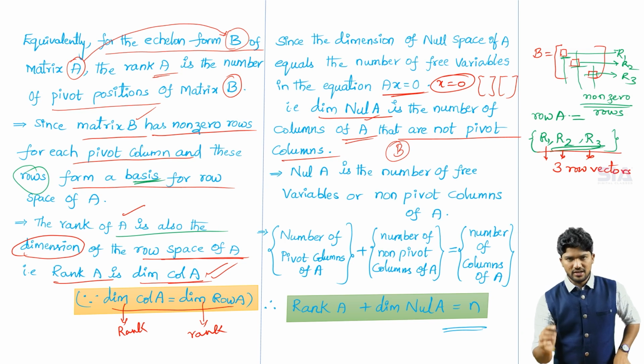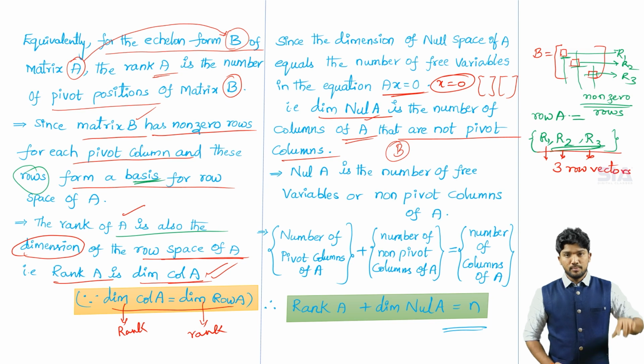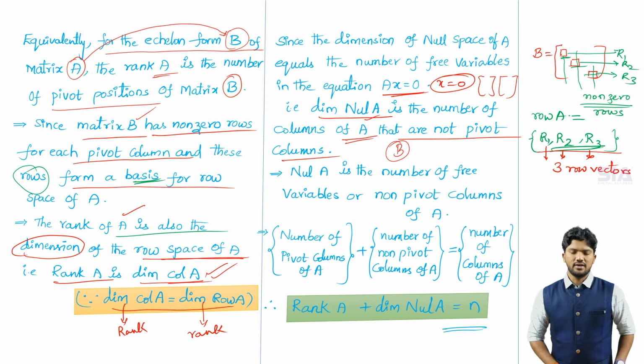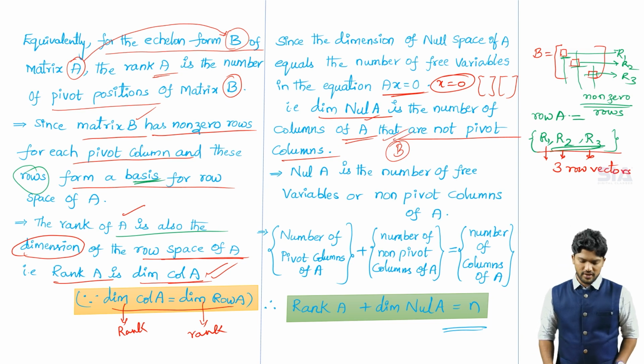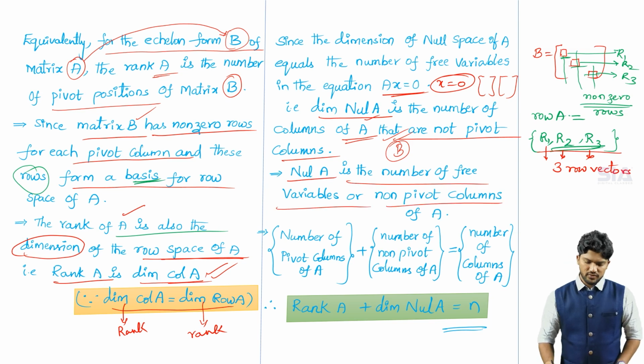మీకు ఆఫ్టర్ గెట్టింగ్ దట్ రో రెడ్యూస్డ్ ఎక్లాన్ ఫార్మ్ పివోట్ కాలమ్స్ ఉంటాయి, నాన్ పివోట్ కాలమ్స్ ఉంటాయి. పివోట్ కాలమ్స్ ఏమో డైమెన్షన్ ఆఫ్ కాలమ్ స్పేస్ ఆఫ్ ఏ, నాన్ పివోట్ కాలమ్స్ ఏమో డైమెన్షన్ ఆఫ్ నల్ స్పేస్ ఆఫ్ ఏ. ఓకే, సో దట్ నాన్ పివోట్ కాలమ్స్ గివ్స్ ద dimension of the null space of A. So therefore the dimension of null space of A is the number of free variables or non-pivot columns of capital A.